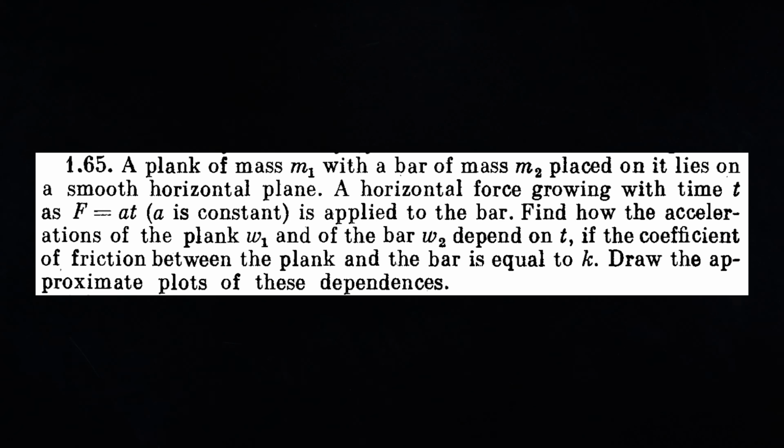Irodov problem number 1.65. A plank of mass m1 with a bar of mass m2 placed on it lies on a smooth horizontal plane. A horizontal force growing with time t as F = at, where a is a constant, is applied to the bar. Find how the acceleration of the plank w1 and of the bar w2 depend on t if the coefficient of friction between the plank and the bar is equal to k. Draw the approximate plots of these dependencies.